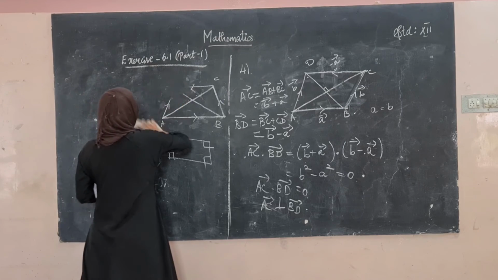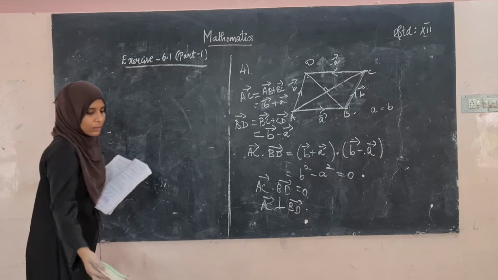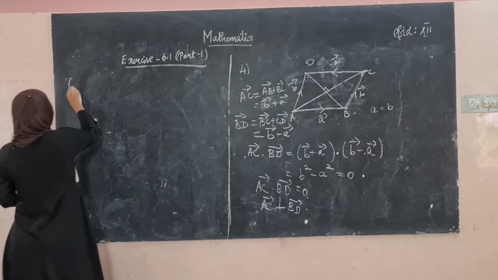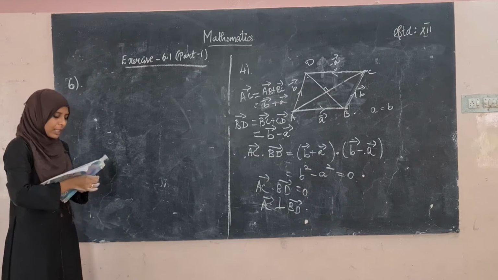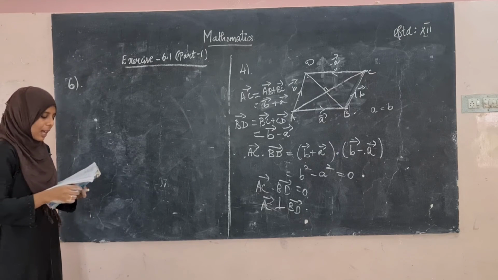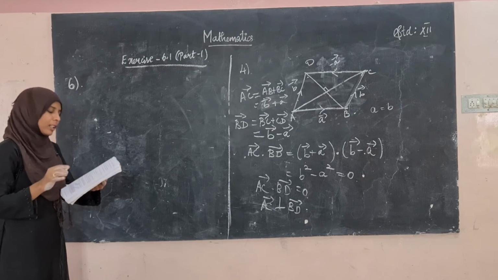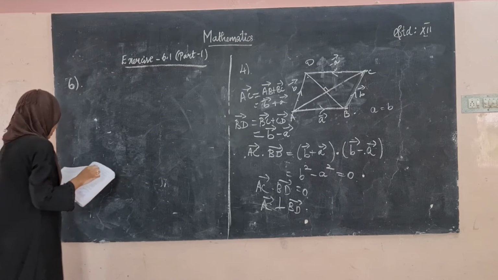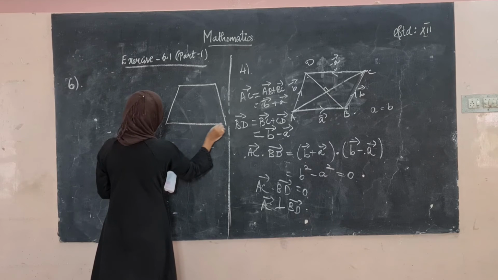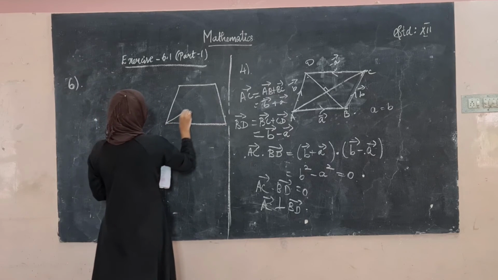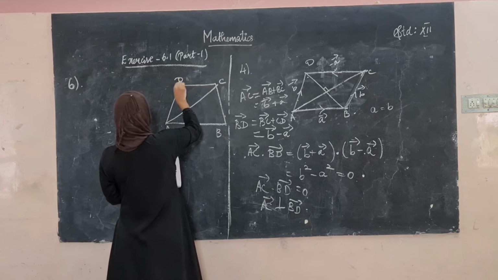Now let us see the sixth sum. What is the sixth sum? Prove by vector method that the area of the quadrilateral ABCD having diagonals AC and BD is 1 by 2 of AC vector cross BD vector. Okay, so let us draw a quadrilateral. Here we are drawing a quadrilateral in the form of a parallelogram. This is A, B, C, D.